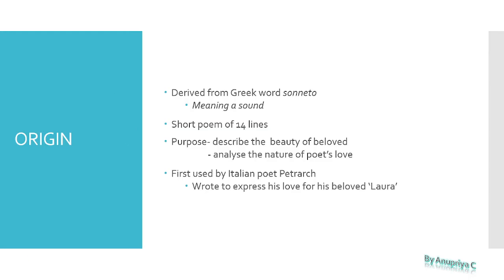So sonnet is derived from the Greek word sonato, meaning a sound. Now, this is a very short poem of only 14 lines, and the purpose of writing this poem is to describe the beauty of the beloved or the lady love, as we find in Shakespeare's sonnets, where he seems to have glorified the black lady, and also to analyze the nature of the poet's love. So there are two major purposes of writing a sonnet. It is used to glorify the beauty of the lady love or the beloved, and also to analyze the nature of the poet's love towards the lady.